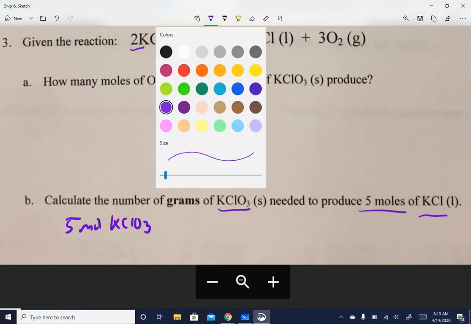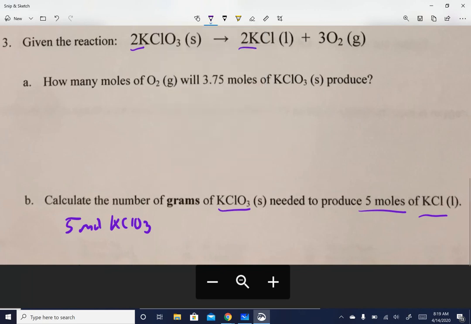Let me make this a little smaller. Now it's more of what we did last week. We convert moles to grams. So we have to find the gram formula mass of KClO3. Let me rewrite this a little better. KClO3. K has a mass of 39 grams. Cl is 35 grams. And each oxygen is 16. So 16 plus 16 plus 16 is 48 grams.